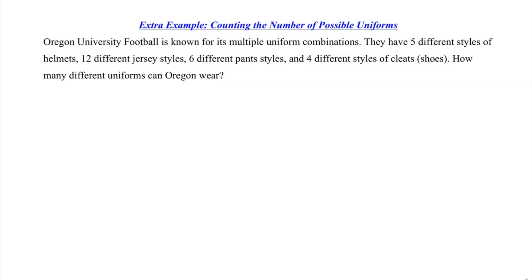Well, hoping that's okay for our starter, let's go ahead and jump into the next quick example. Oregon University football is known for its multiple uniform combinations. They have 5 different styles of helmets, 12 different jersey styles, and 6 different pant styles, along with 4 different styles of cleats, which are just shoes for those who don't know football. How many different uniforms can Oregon wear if we're factoring in these items?